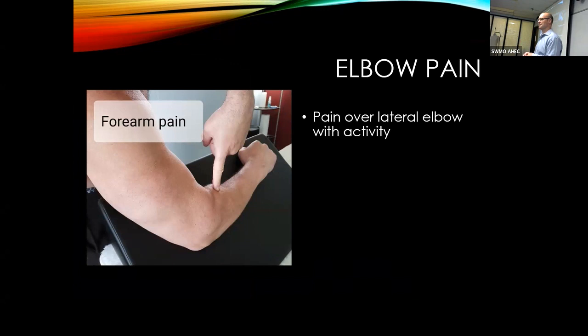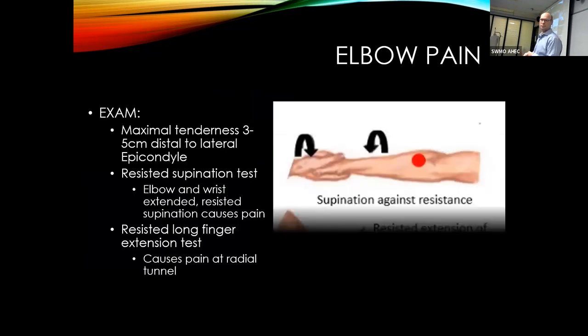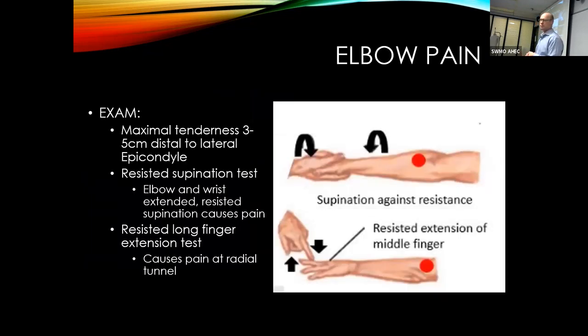What's your differential? So you do the Cozen's test, it's negative. Then what do you do? You push on the lateral epicondyle, it doesn't hurt. What do you do? You've got to broaden your differential and start thinking outside the tiny little box of lateral epicondylitis. So you have to have some other tests in your armamentarium, and those specifically for this are the resisted supination test and the extended middle finger test.